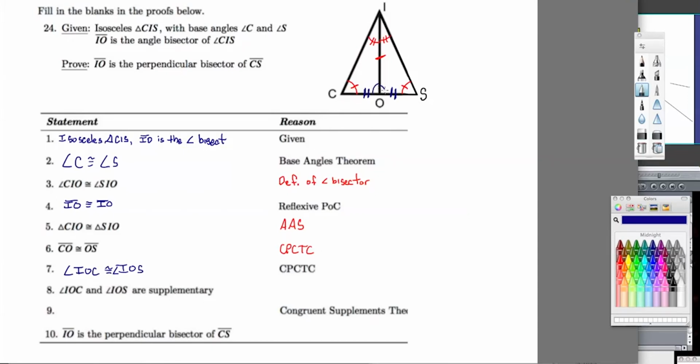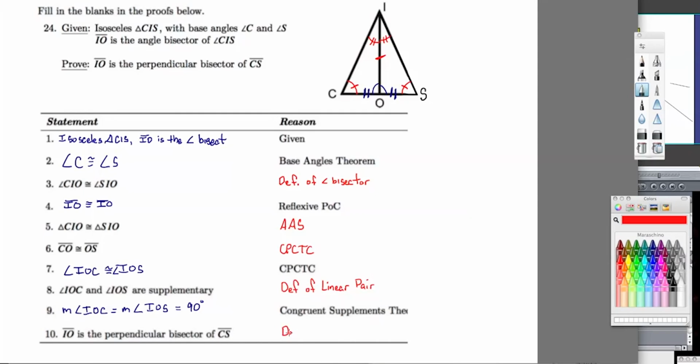And we know that those two angles are supplementary. That's a linear pair. It's the definition of linear pair. So if they are supplementary and congruent, then that means they are both 90 degrees.